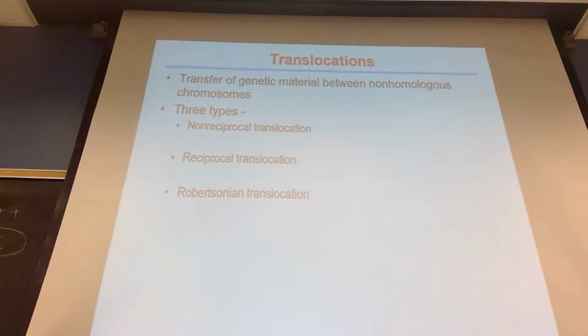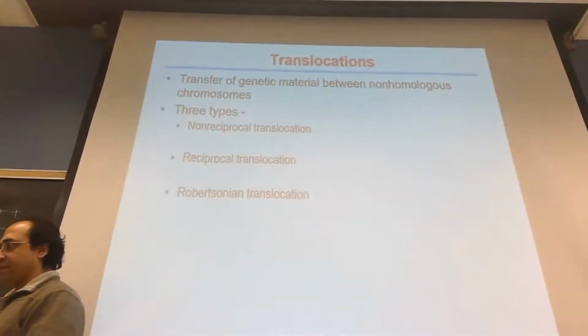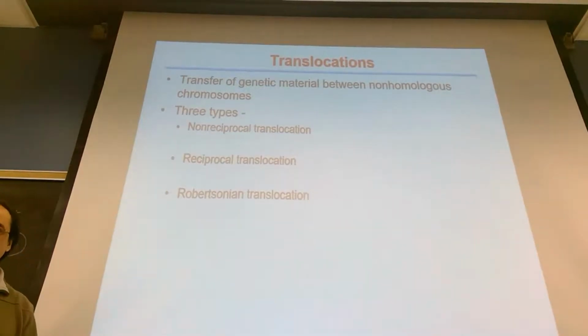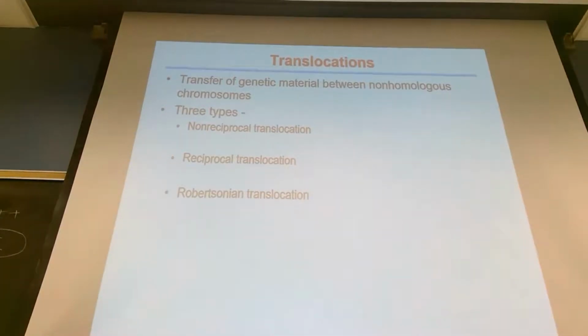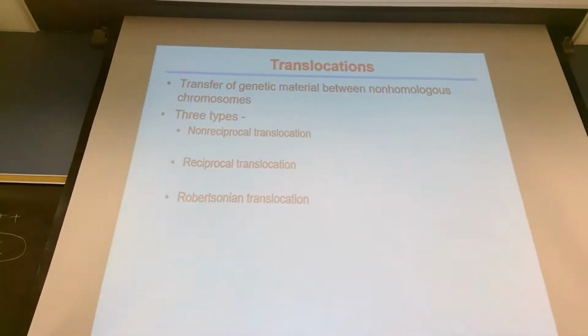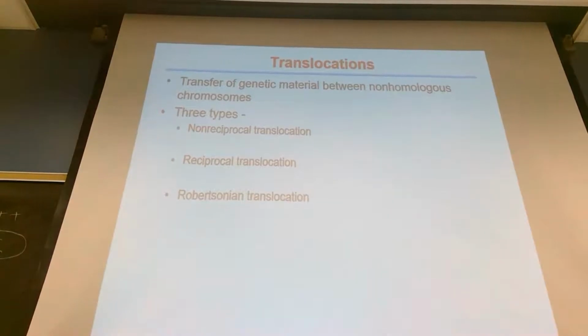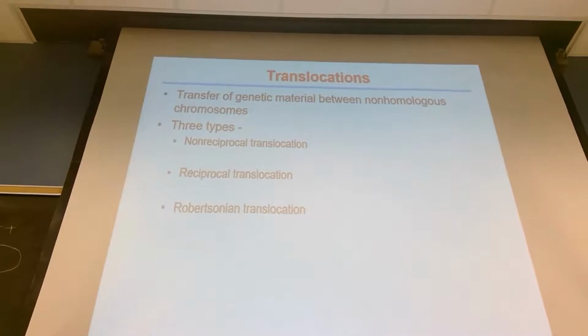Okay, now the next part, the fourth one and the last one, is translocation. What is translocation? Transfer of chromosomal segment between two non-homologous chromosomes. That is called translocation. There are three types. One is non-reciprocal translocation, reciprocal translocation, and Robertsonian translocation. So at first, think about the non-reciprocal translocation.